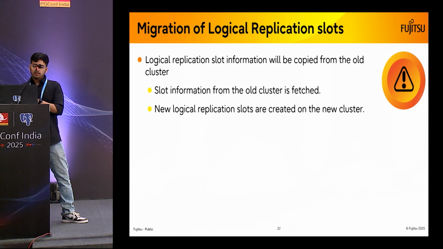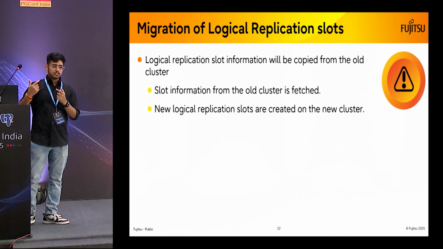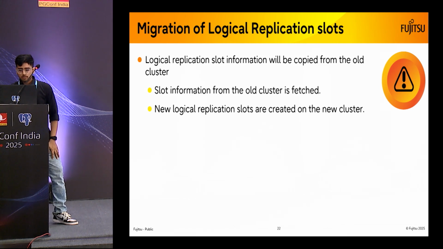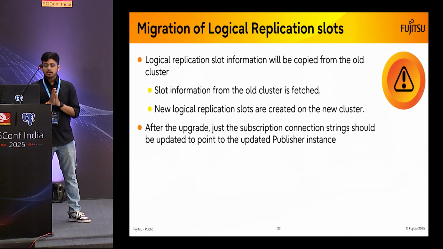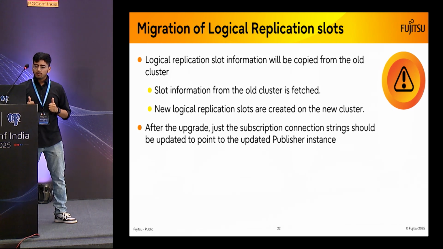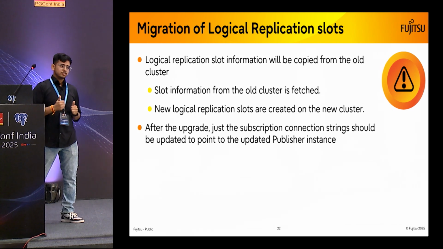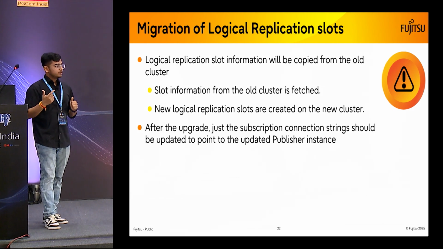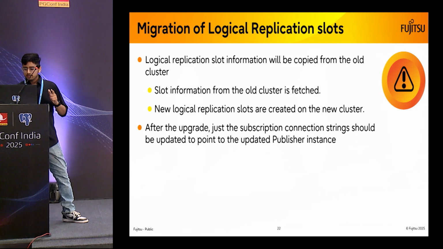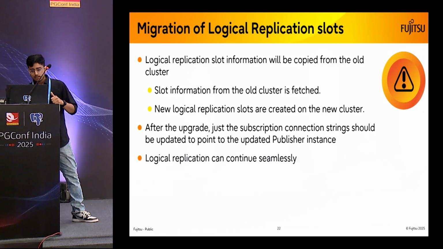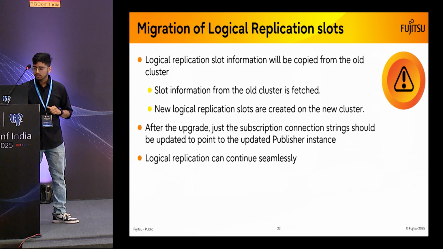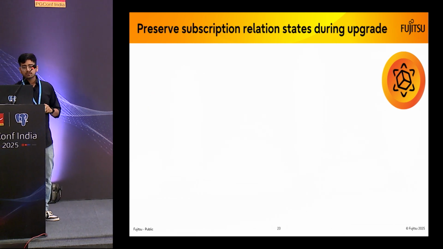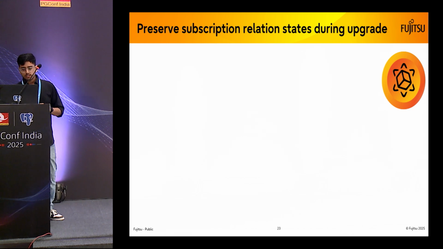This is done with the information that was fetched from the old cluster. After the upgrade of the publisher, we just need to change the connection string on the subscriber side to point to the upgraded publisher instance, and after doing that, the logical replication can continue seamlessly. Now, the second feature which was introduced is that it preserves subscription related information during upgrade.